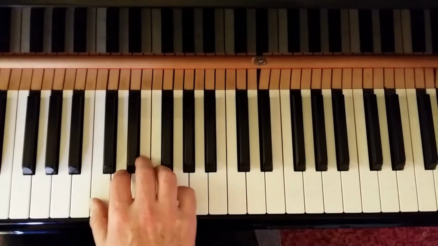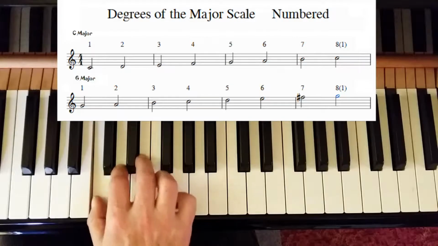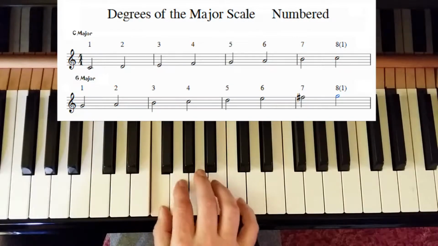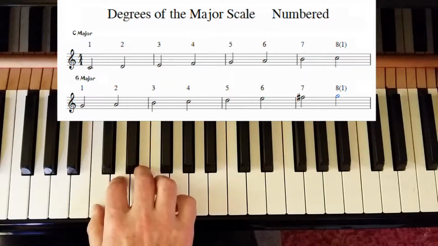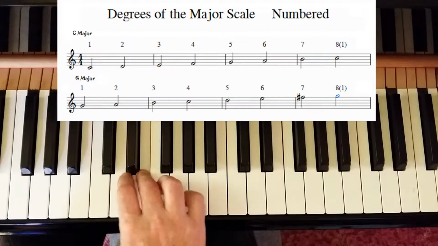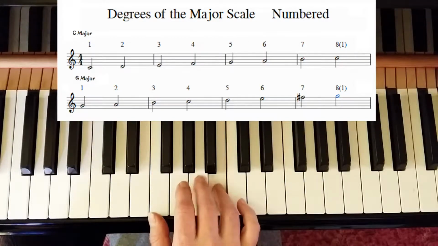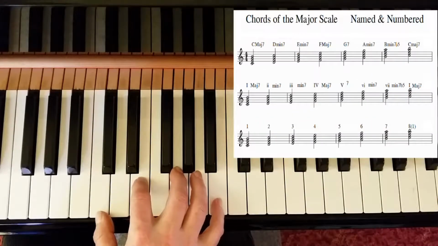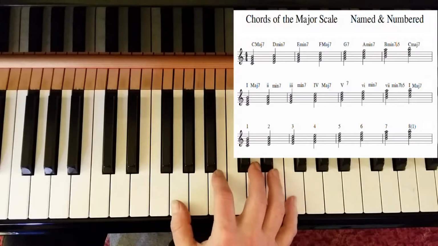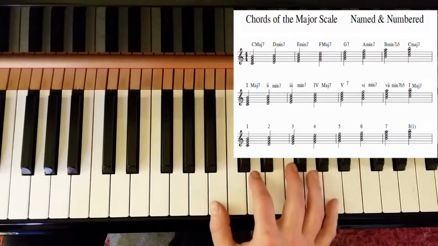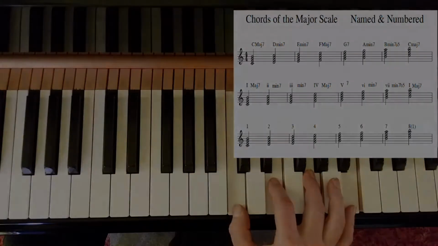Two major points. One is the major scale and its numbering system, which is the degrees of the scale. 1, 2, 3, 4, 5, 6, 7, 8. The other numbering system is the chords of the degrees of the scale. We go 1, 2, 3, 4, 5, 6, 7, 8.